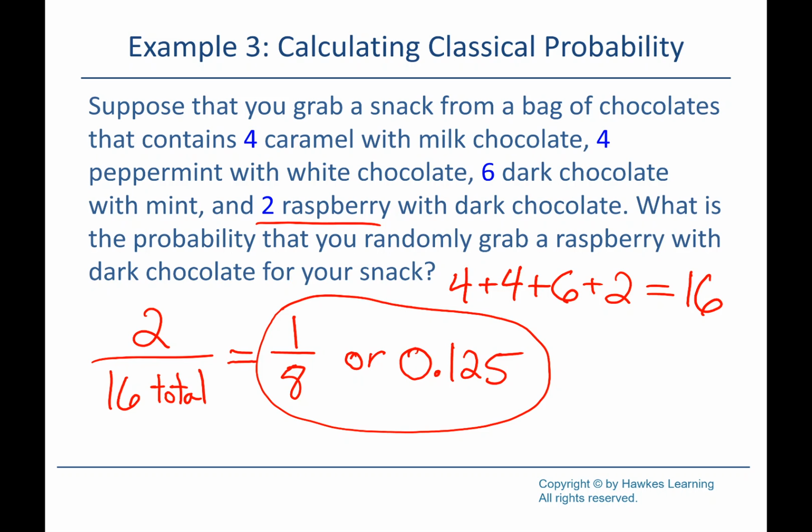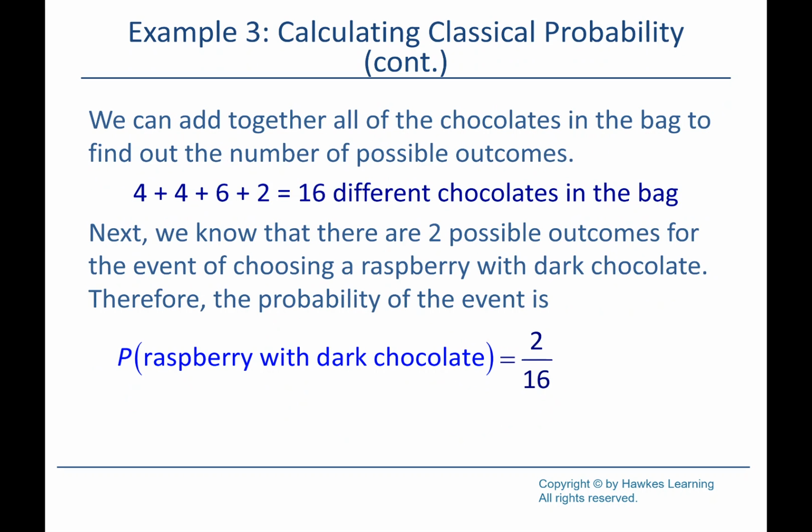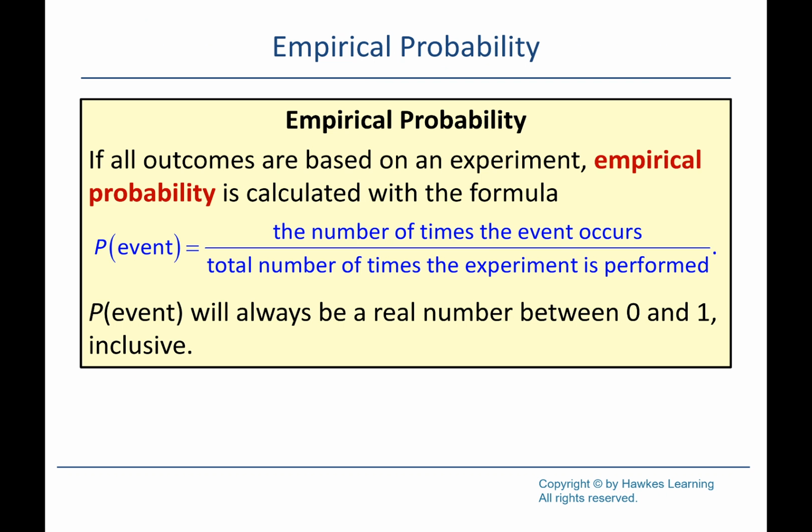The thing about classical probability, if we think back at the bottom, what we're dividing by, we have to know all the possible outcomes. We have to have knowledge of everything in the sample space. That's not always practical. So we don't always calculate probability as a classic probability. Sometimes we think about probability the second way we're going to look at, and that is empirical probability.